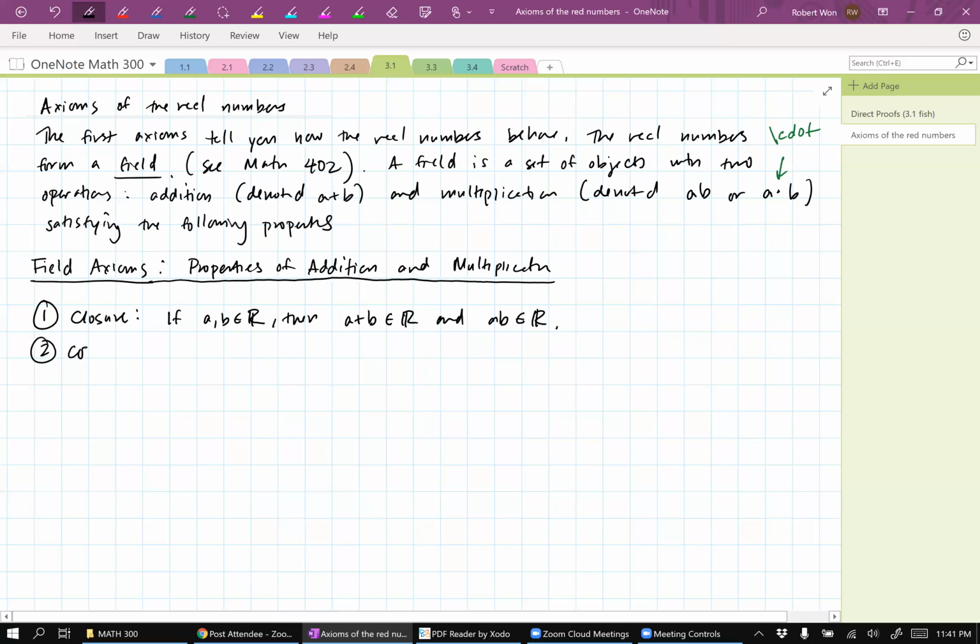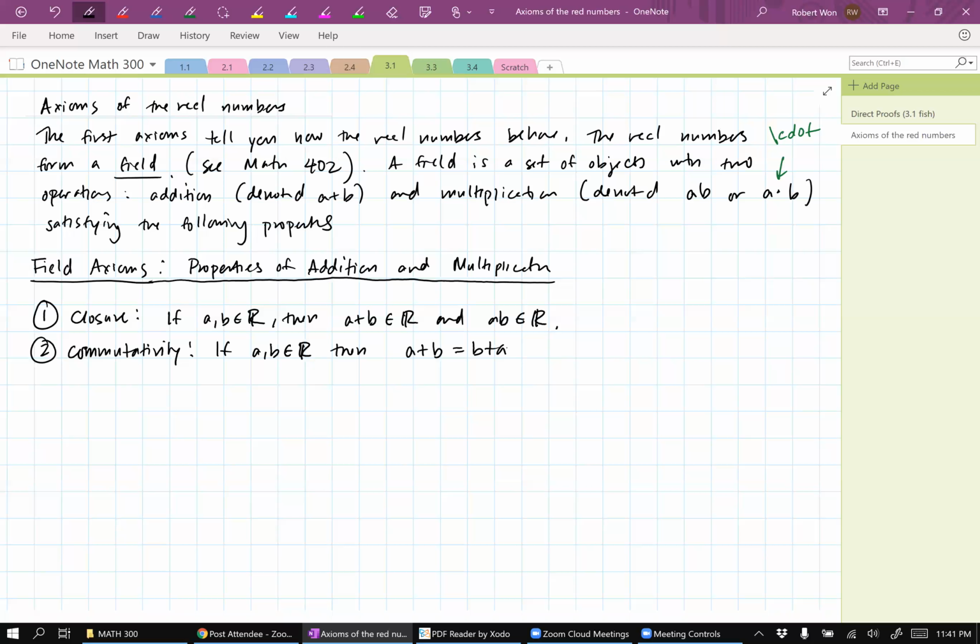Okay, the second axiom is called commutativity of addition and multiplication. And it says that if a and b are two real numbers, then, right, we define this operation addition plus, but if you take a plus b and b plus a, the closure axiom tells you that those are two real numbers. A plus b is a real number, b plus a is a real number. There's nothing that says so far that those are the same real number. Right? A plus b is some real number, b plus a is some real number.